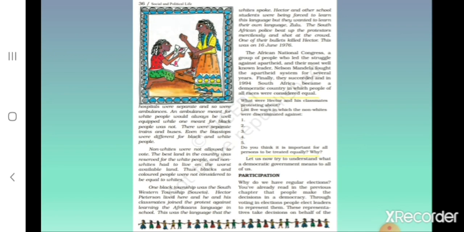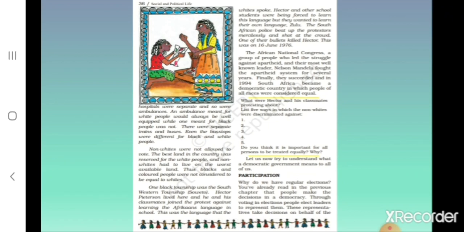And the African National Congress, that is a group of people, led the struggle against apartheid, and their most well-known leader was Nelson Mandela. He fought the apartheid system for several years, and finally in 1994 they succeeded, and South Africa became a democratic country in which people of all races were considered equal.